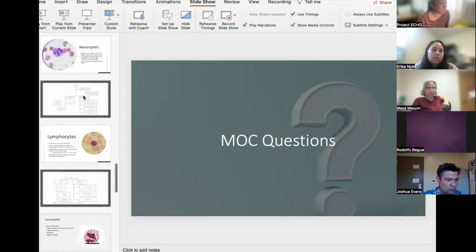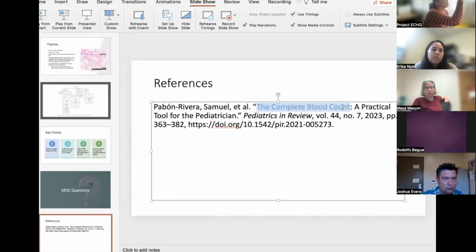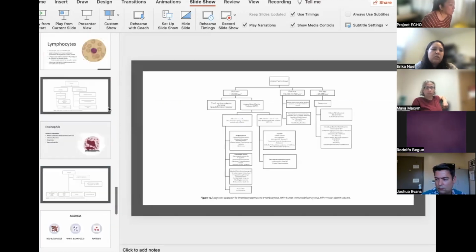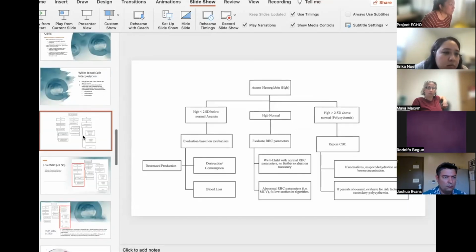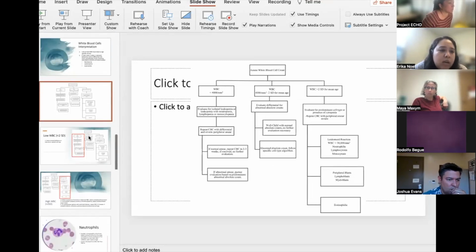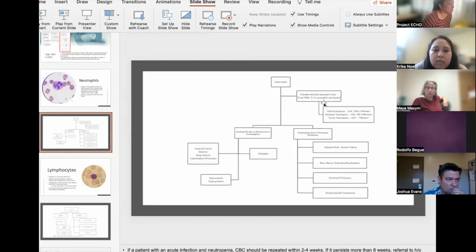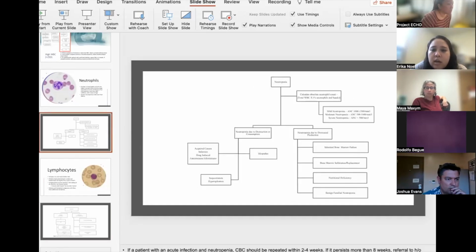This is the article that I based my complete talk on. It's called The Complete Blood Count, a Practical Tool for a Pediatrician. It just came out last month in Pediatrics in Review, and it was written by 2 hemonc physicians. Once we have an abnormal white count and look at the type of white count, it says to go ahead and calculate the absolute counts of each of them. So I would say it is the absolute count that we depend on more.